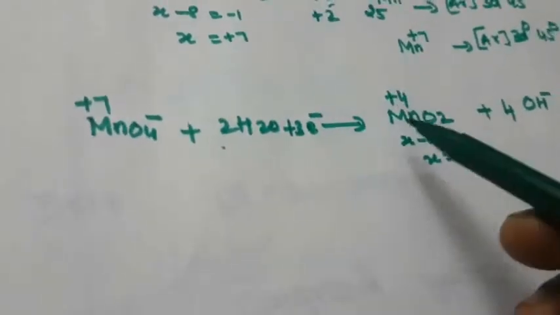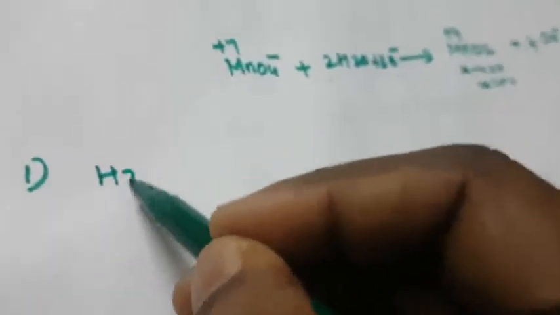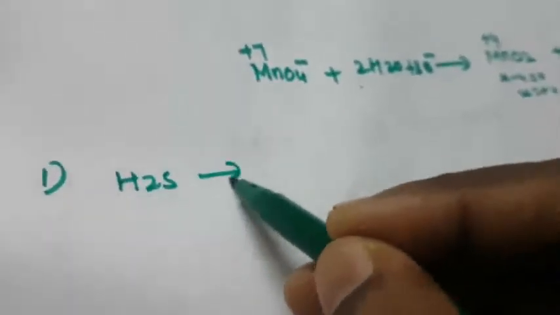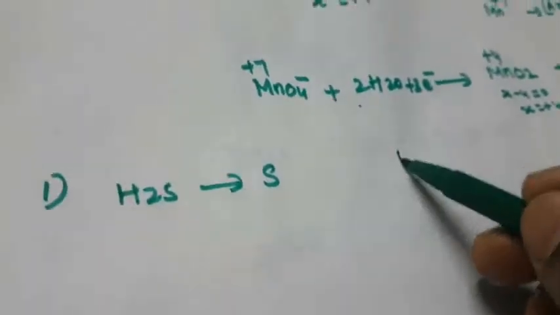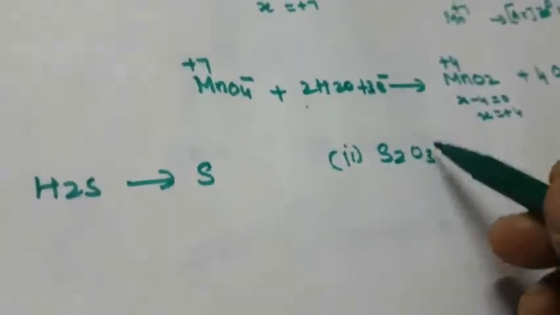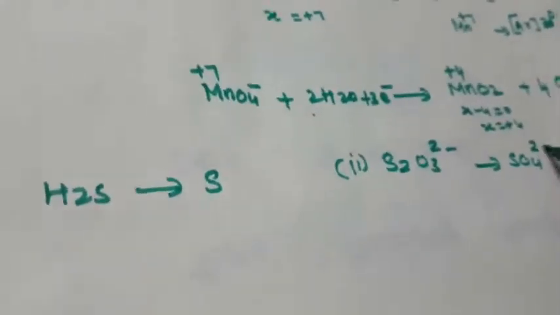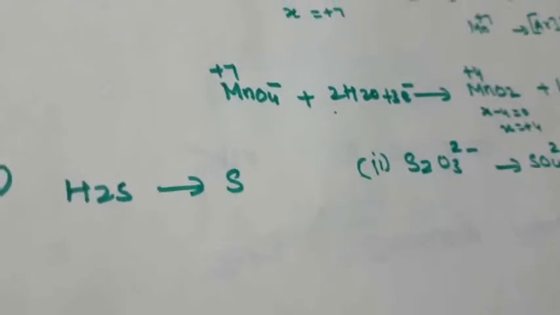Basically using this, they give 2 examples. What are those examples? The first example is hydrogen sulfide oxidized to sulfur. The second example is thiosulfate, S2O3 2 minus, which is converted into sulfate ion. Okay, so these are the 2 examples.